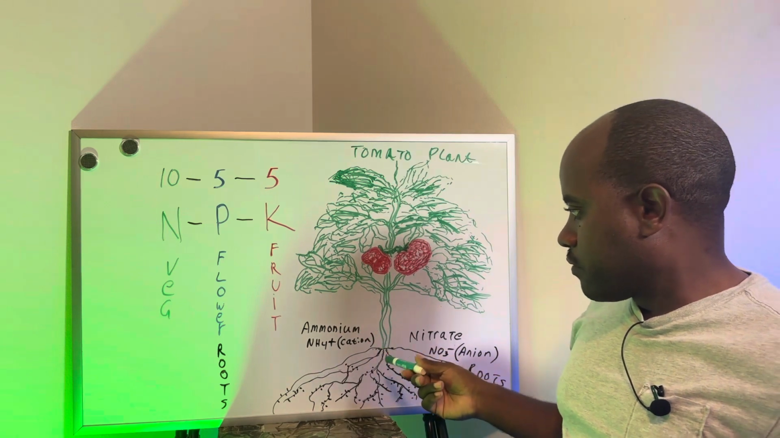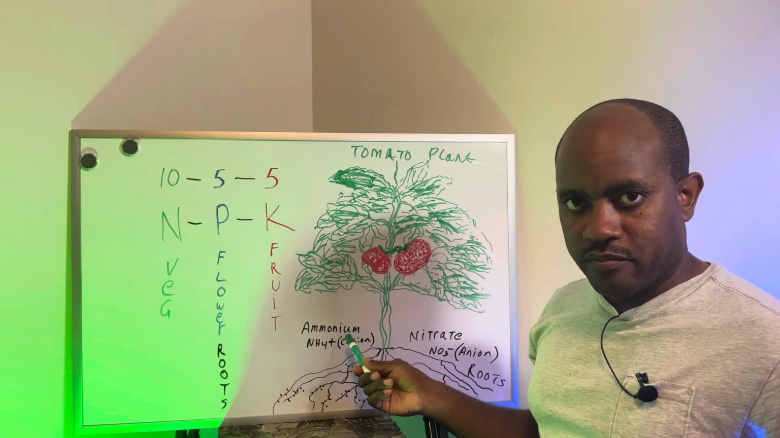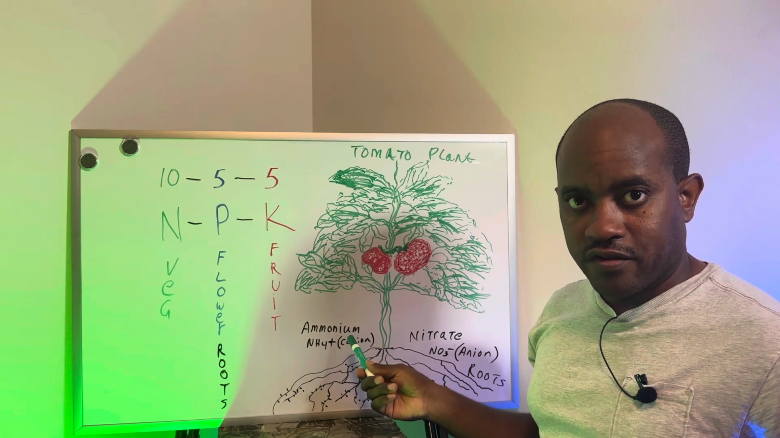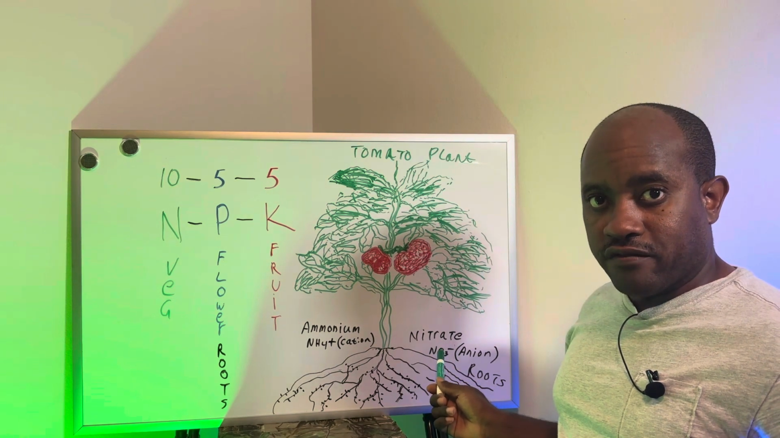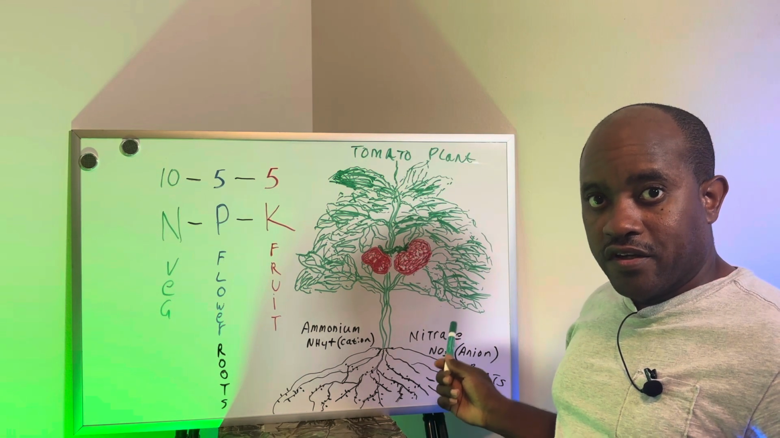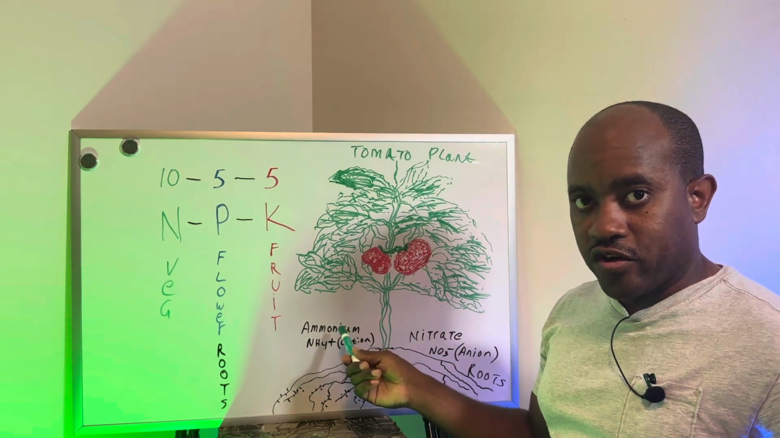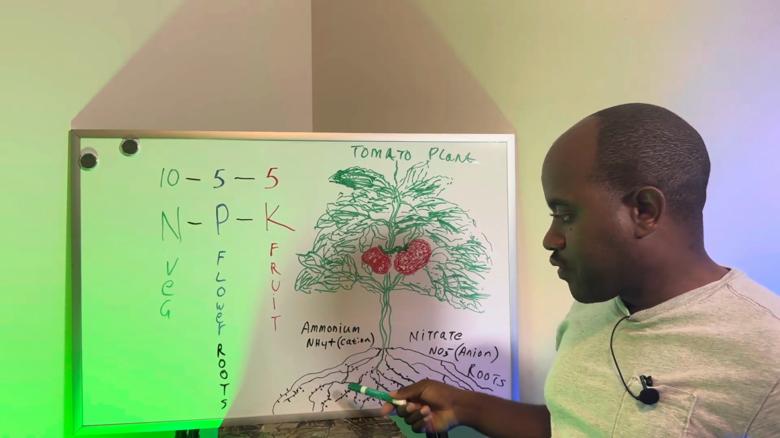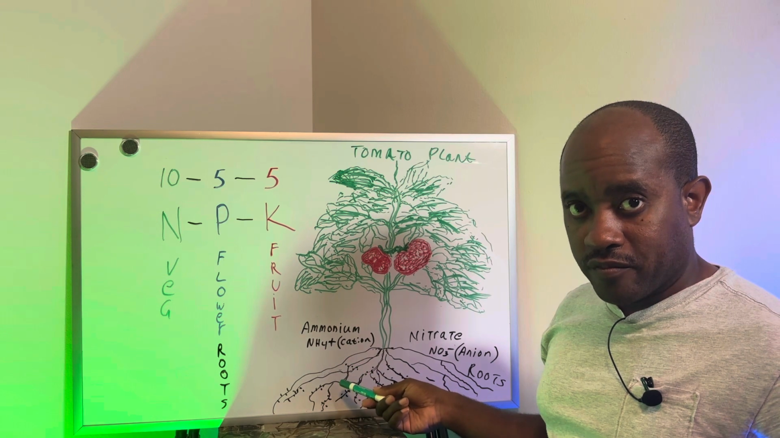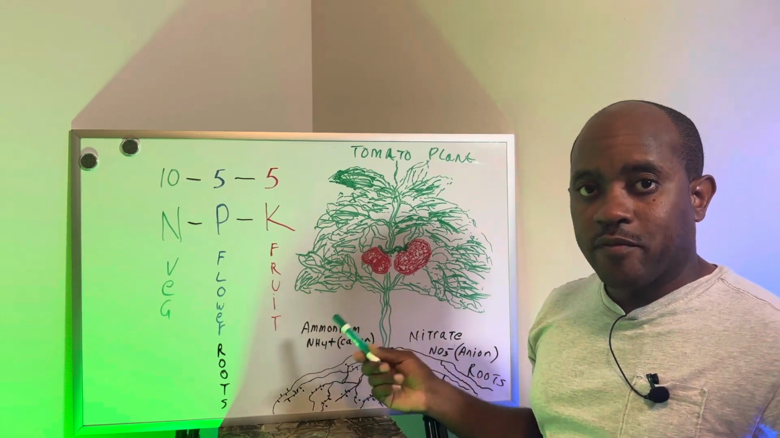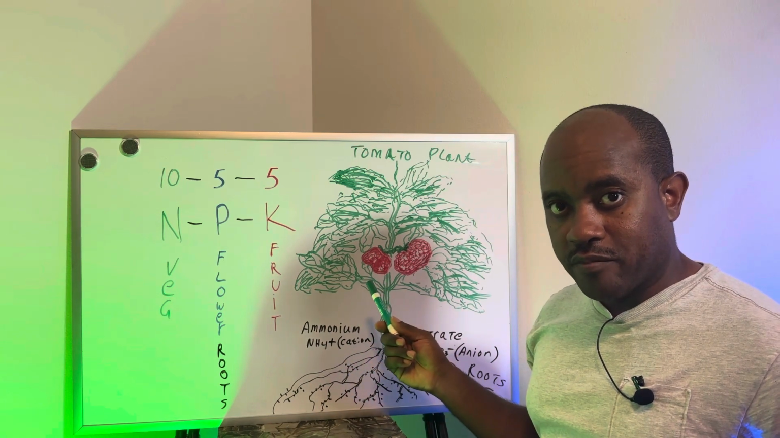Now, if you look down here, there are two types of nitrogen that the tomato plant takes up. One is called ammonium, NH4. It's a positive, meaning it's a cation. Over here is nitrate, NO3 negative. It's called an anion. Nitrate is a negatively charged ion. Ammonium is a positively charged ion. The tomato plant, or any other plant, only takes up its elements in the ionic form. Organic compounds have to be broken down into the ionic form in order for the tomato plant's roots to be able to take them up.